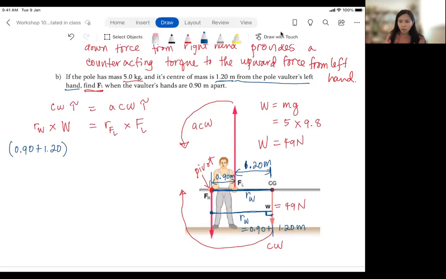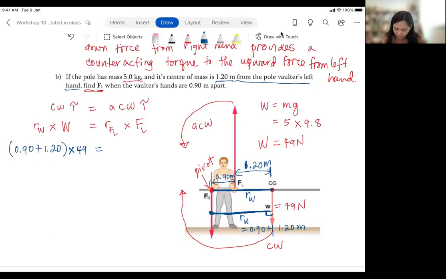Okay, right? So the lever arm is from the pivot point, which is at the position of the right hand, to the force. In this case, it's the weight force. So it's this whole length here. That's why we had to add the distance between the hands and the distance from the left hand to the center of mass. And we multiply RW, the lever arm, with the weight force, which we solved to be 49 newtons. Right, that's equal to the anti-clockwise torque.